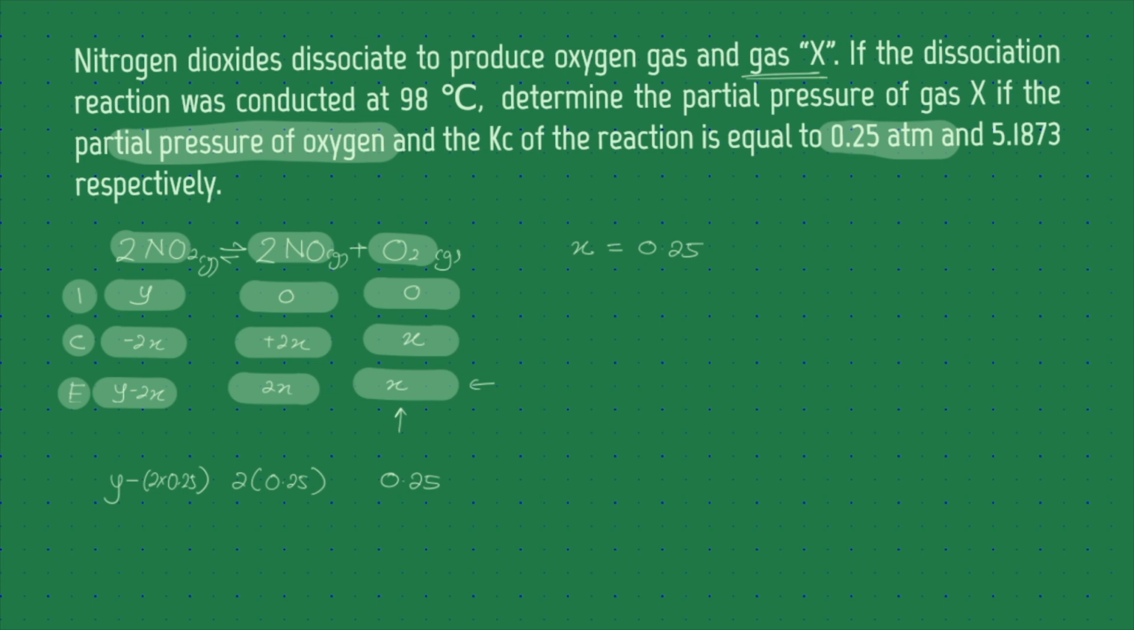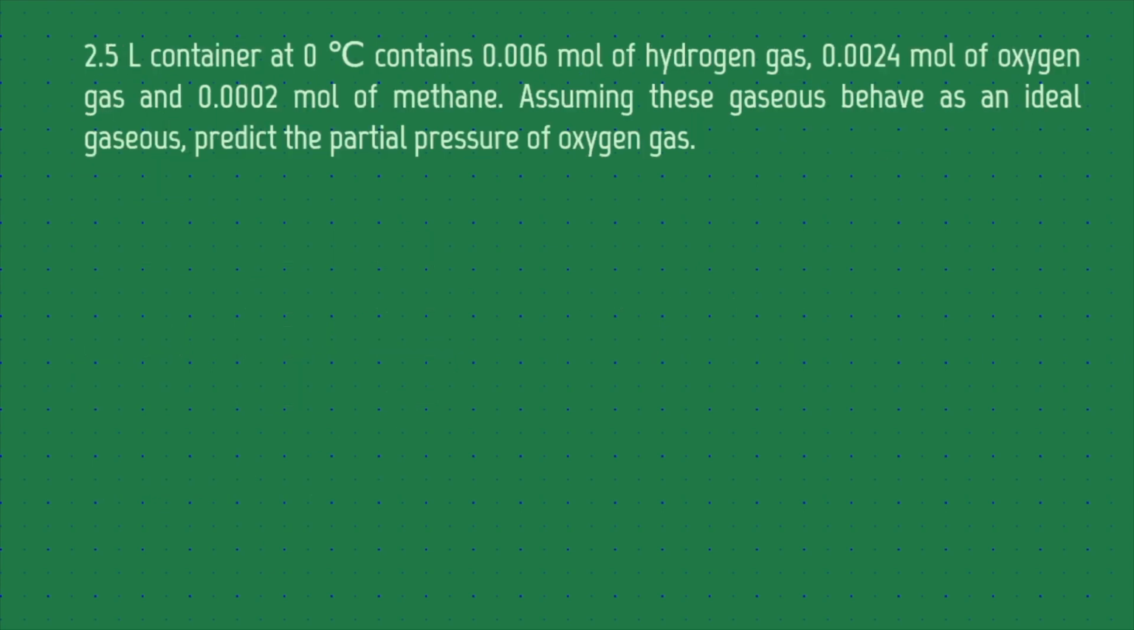But if you check back on your question, you were asked to determine the partial pressure of gas X. So the partial pressure for gas X is this one. The partial pressure of gas X, NO, is equivalent to 2 times 0.25. Therefore, we will get 0.5 atm. So this is the final answer for the fifth question. Moving on to question number 6.